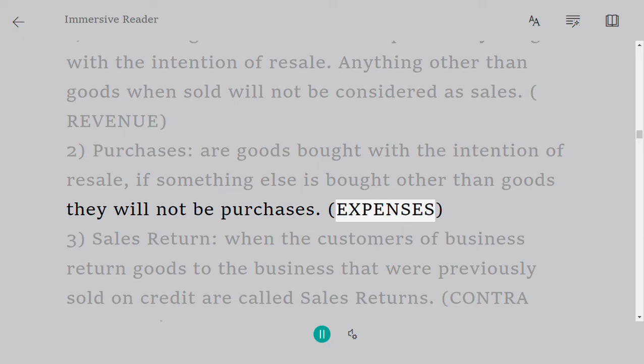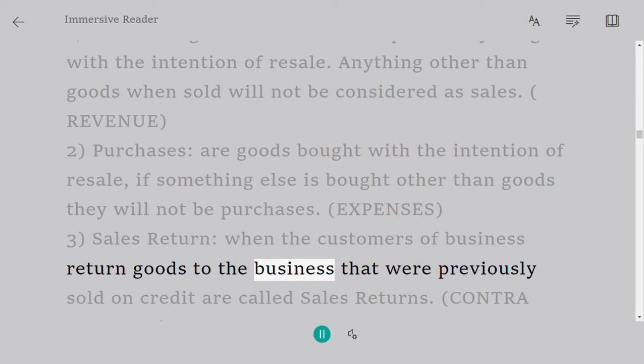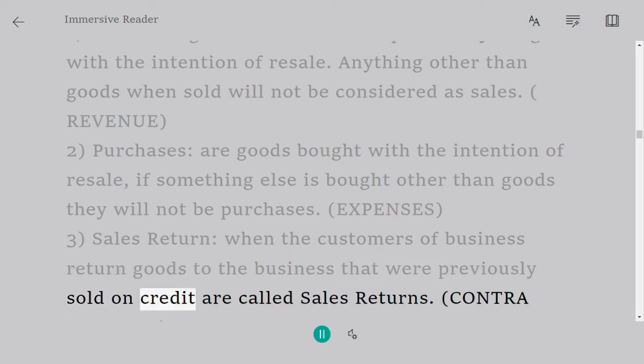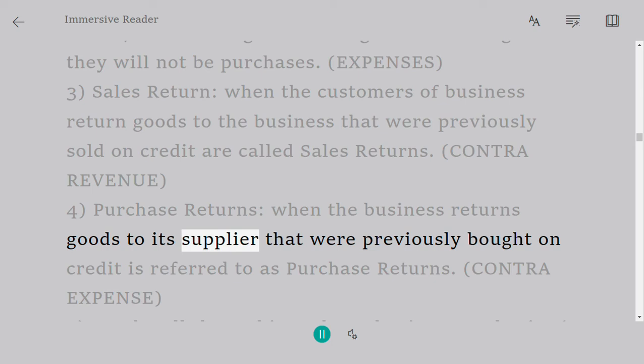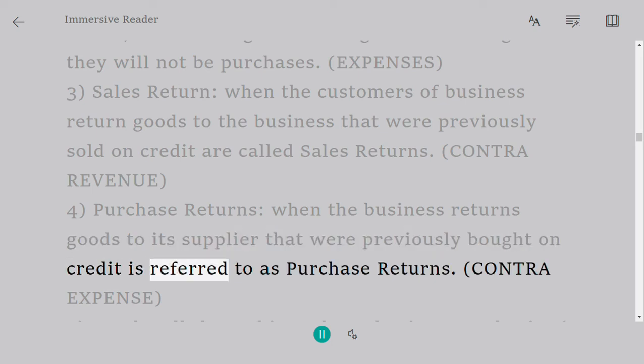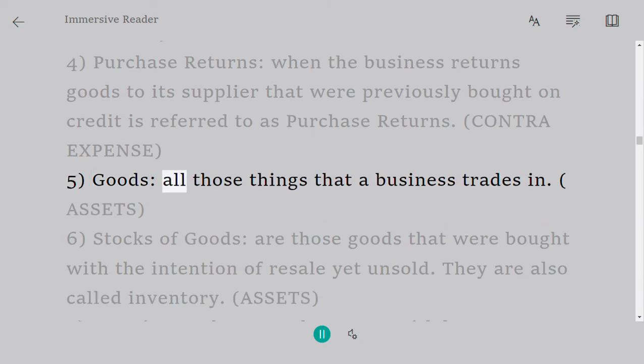Expenses. 3. Sales return. When the customers of the business return goods to the business that were previously sold on credit, they are called sales returns. Contra revenue. 4. Purchase returns. When the business returns goods to its supplier that were previously bought on credit, it is referred to as purchase returns. Contra expense. 5. Goods. All those things that a business trades in.